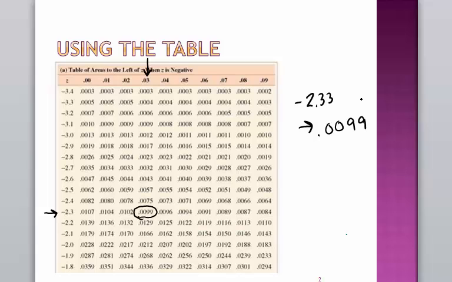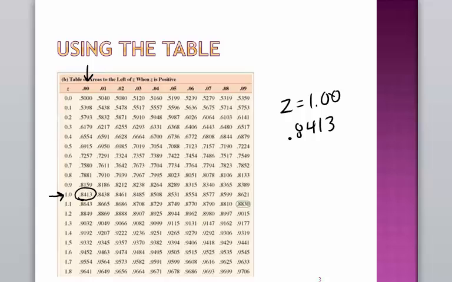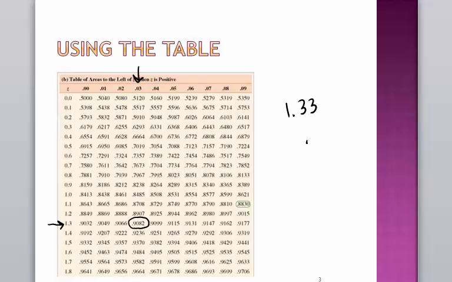Okay, and then let's go to the positive table. Let me erase from the last problem. Okay, and so here we're going to be looking up 1.33. So 1.3 down the side, a 3 in the 100th place here as well. And so we have 9082.